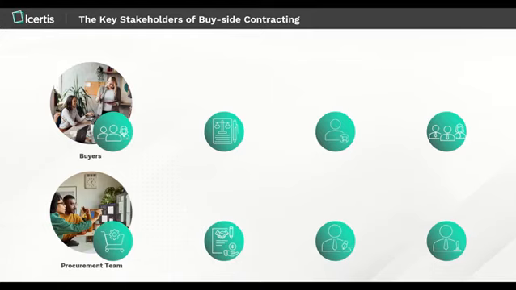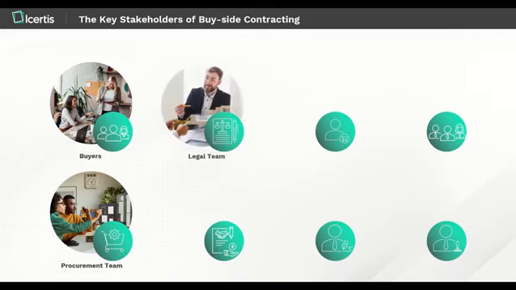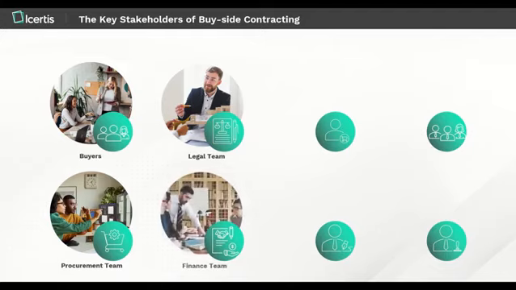The procurement team ensures that every contract aligns with company policies and regulations. The legal team is a key player in the world of buy-side contracting. Their expertise in law and regulations is invaluable in reviewing and drafting contracts to ensure compliance with applicable requirements. They provide essential legal advice and guidance throughout the contracting process, helping to mitigate legal risks and protect the organization's interests.